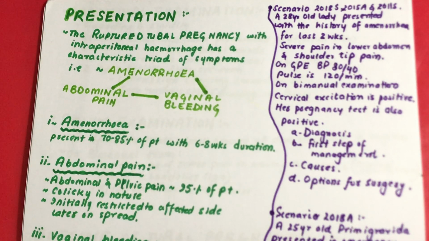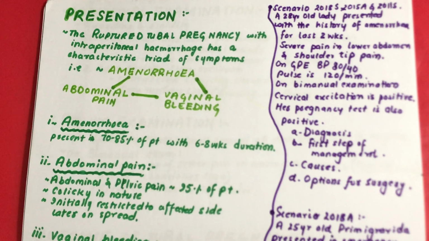Now, the patient of a tubal ectopic pregnancy has a wide range of patterns of presentation. So, the ruptured tubal pregnancy with intraperitoneal hemorrhage has a characteristic triad of symptoms, that is, amenorrhea, abdominal pain, and vaginal bleeding. So, any patient that comes to you with a ruptured tubal pregnancy will have these three symptoms, as you have already seen in that scenario which I discussed before the start of the topic.